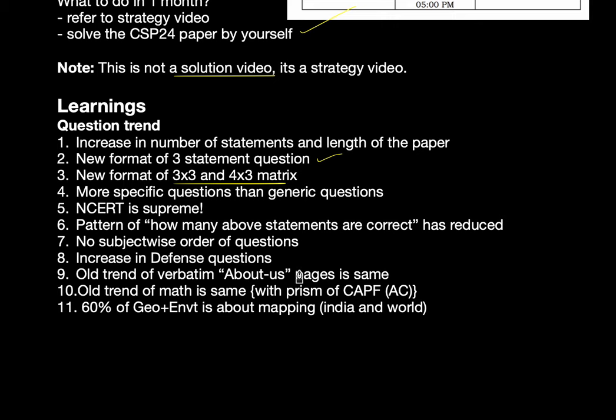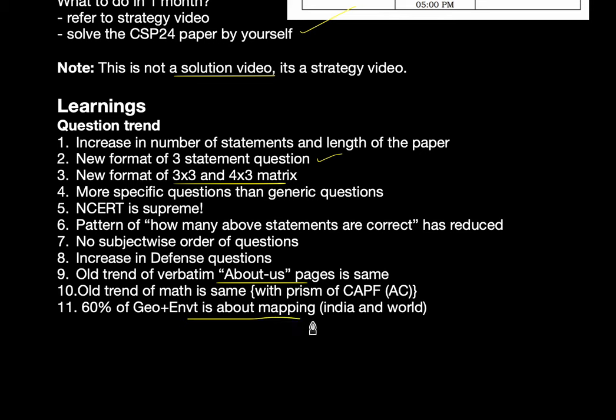And an increase in defense questions. Old trend of verbatim questions from news pages, yes. Something about sustainable aviation fuel, 100 million farmers plus. There are a lot of questions on this. And the old trend of math is the same. Yes, the CSAT 2024 was on an easier side compared to its predecessors. But the questions on math are helpful for the CAPF, so I think you should solve it.